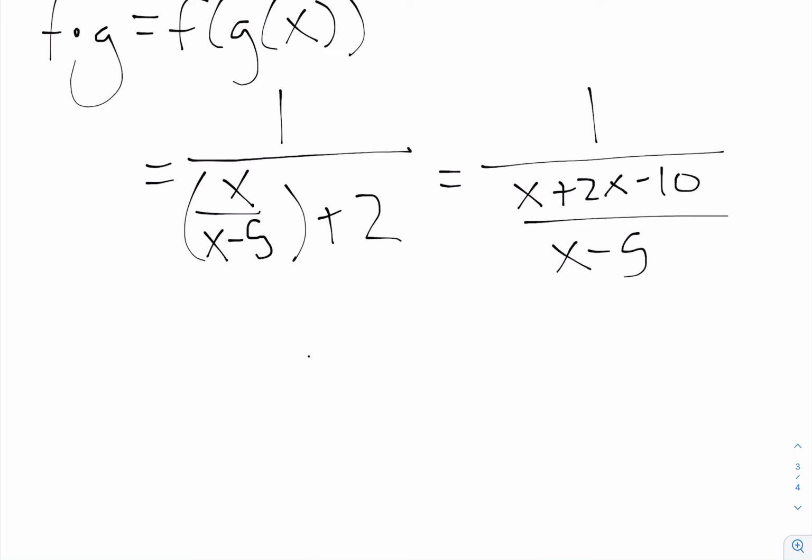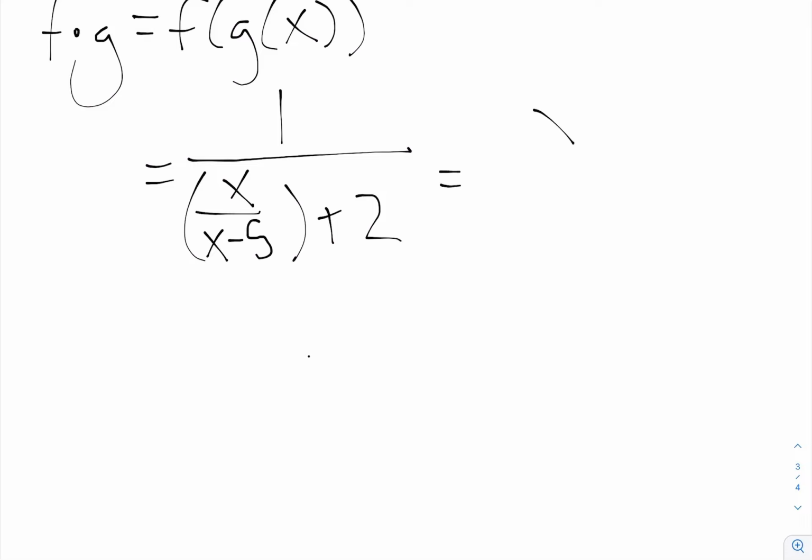So when we do this, what we really get is 1 over this fraction. Essentially it's just this fraction flipped, because we can bring it out, flip it, and multiply it. So 1 over this is just the bottom part flipped. x plus 2x is 3x. So essentially this is x minus 5 over 3x minus 10.